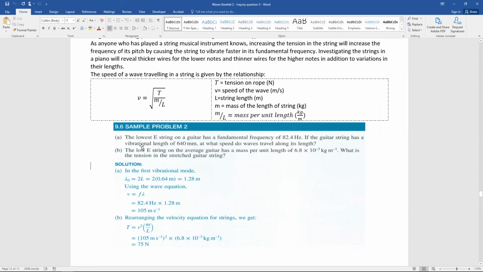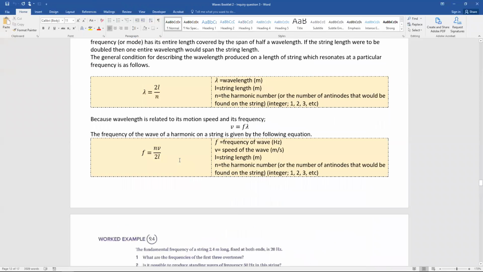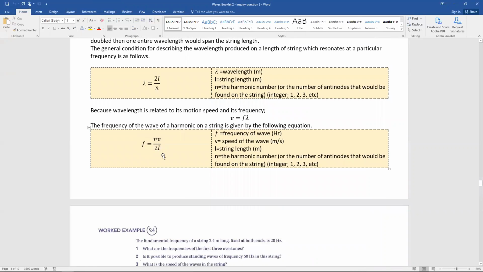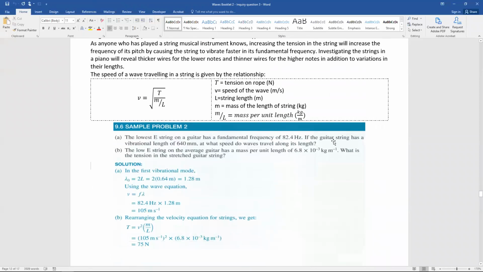So here we've got an example problem that relates to this equation. It says the lowest E string on a guitar has a frequency of 82.4 hertz. We're given a frequency, but we do have an equation for the frequency of a string, so that can come in handy. If the guitar string has a vibrational length of 640 millimeters or 0.64 meters, remember you have to convert those units. Half of the work of questions is converting units back into SI units. So 0.64 meters. At what speed do waves travel along its length?